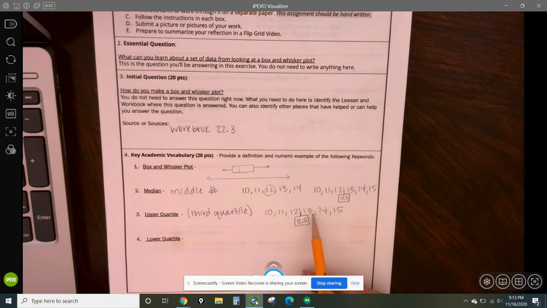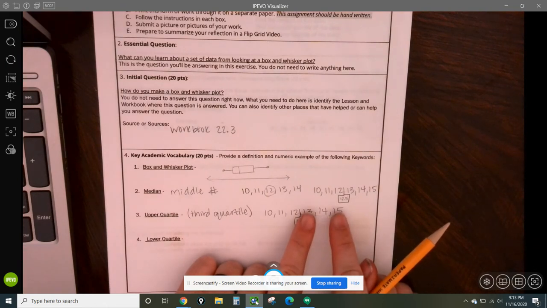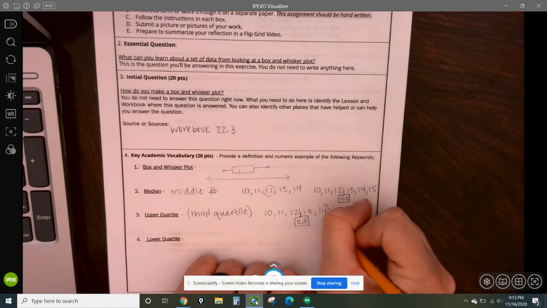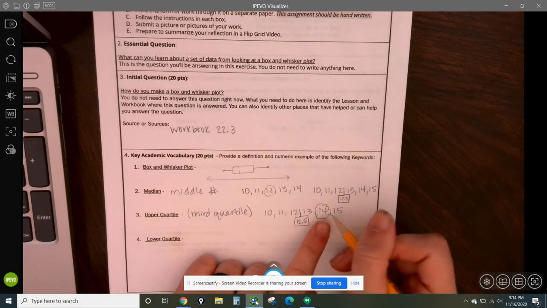Okay, so I'm only looking at 13, 14, and 15 now. And I'm going to find the median of those ones. So just looking at the upper half of numbers, the median here would be 14. So this is my third quartile or my upper quartile. It's the median of the upper numbers.